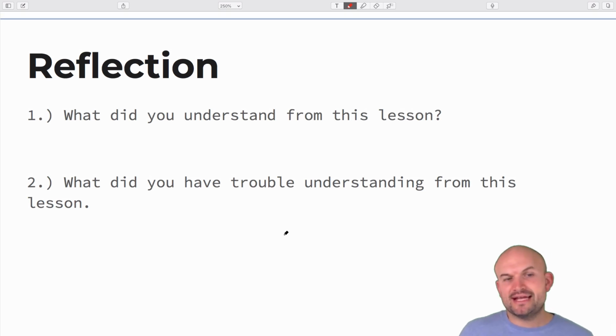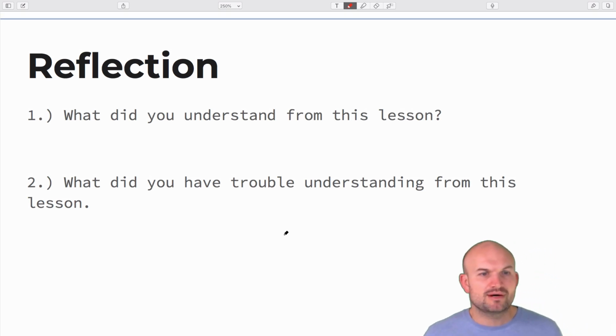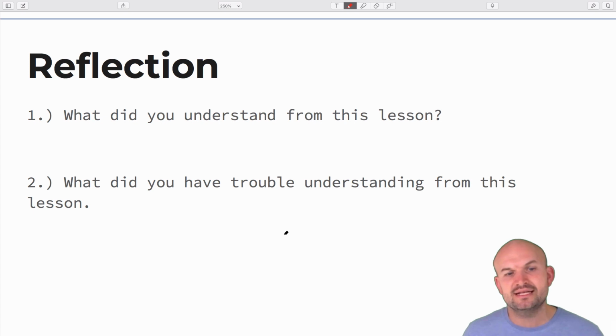So that is how we ended basically the lesson, and then I just basically want to see from students what they understood from the lesson, as well as what they kind of had trouble understanding.